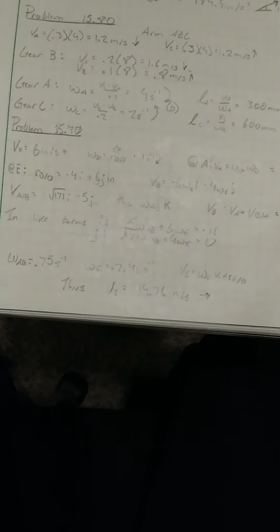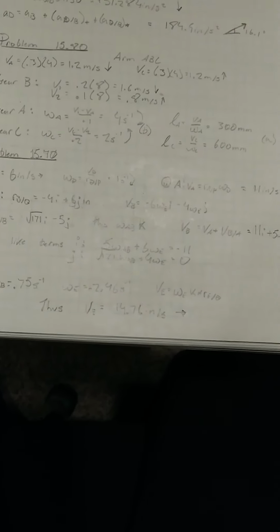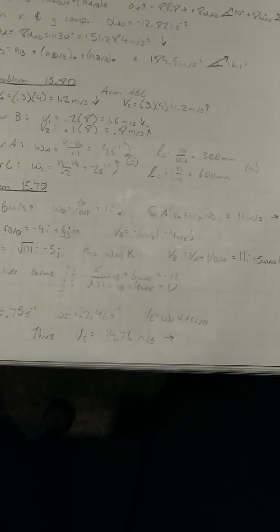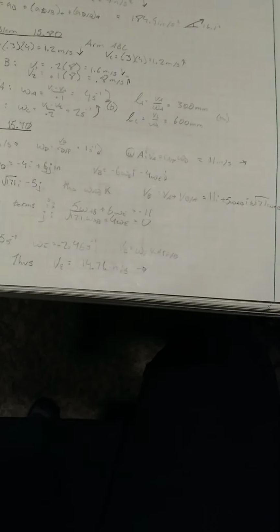And then we've got our J equations, which is the square root of 171 omega sub AB plus 4 omega sub E equals 0. And then we simultaneously solve those equations, and we get omega sub AB equals 0.75 radians per second, and omega sub E equals negative 2.4 radians per second. So we can take those values and plug them into our V sub E equation, and that's going to give us our V sub E equals 14.76 inches per second, and that's to the right.